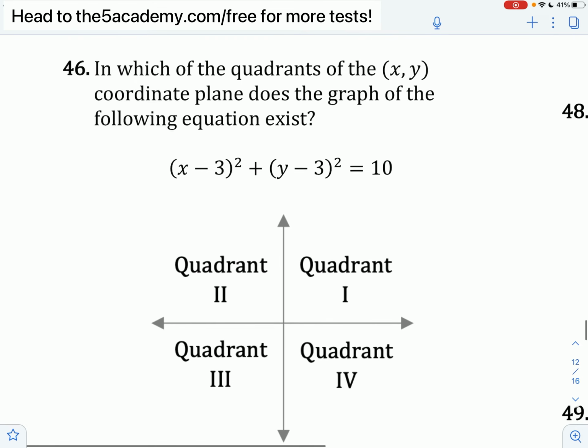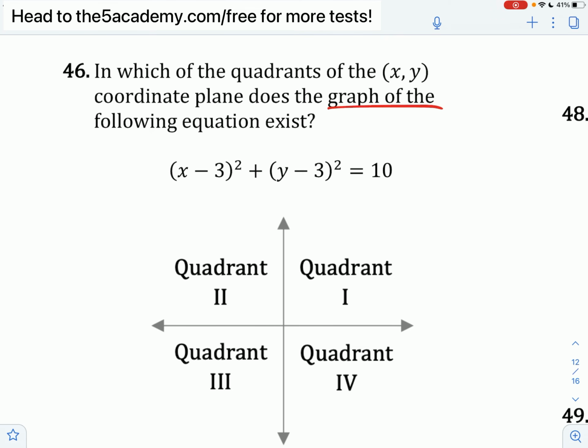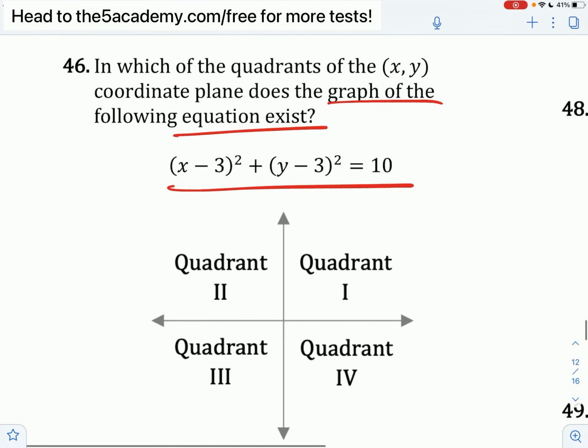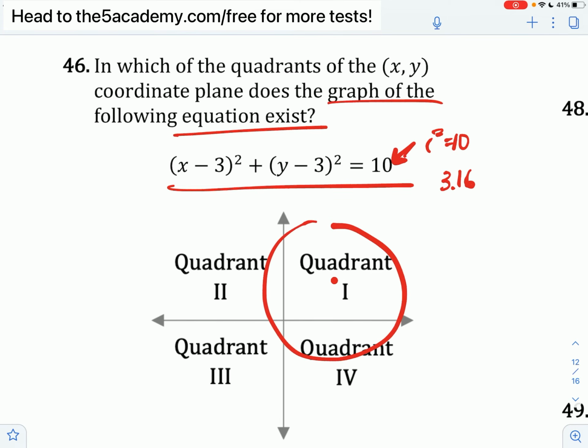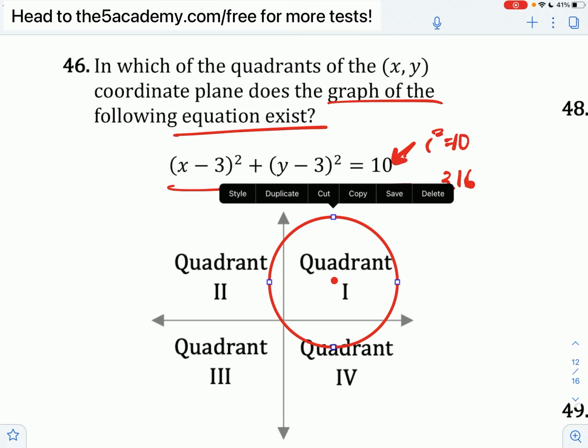In which of the quadrants of the xy coordinate plane does the graph of the following function exist? So this function is going to be centered at 3, 3, and it's going to be a circle with R squared equals 10. If you do 10 to the 0.5, you end up getting 3.16. So the radius is just a little bit bigger than 3. So your circle is going to look like that, just a little bit beyond the origin.